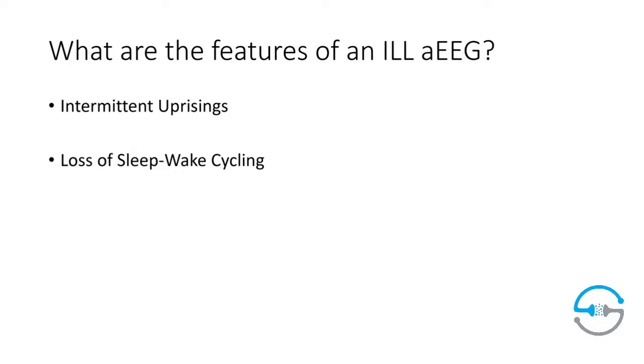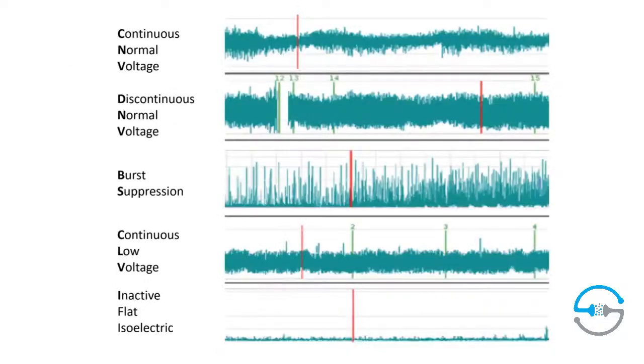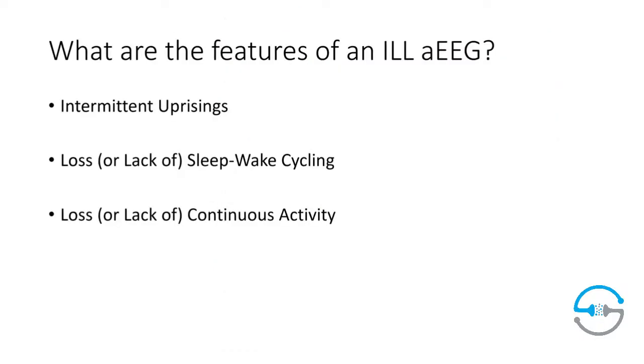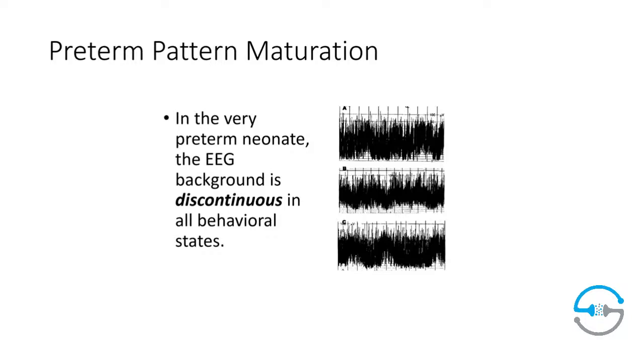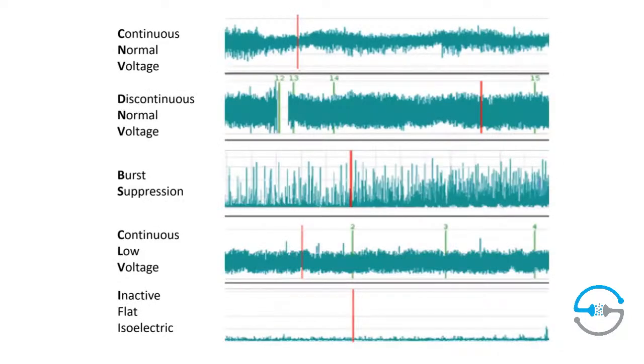So loss of sleep-wake cycling or lack thereof, and we'll talk a little bit about lack thereof here in a second. The third area is really a lack or loss of continuous activity. And so if we think about, I'm going to just go back to this slide here where we have our continuous normal voltage, where we have those borders, the upper border above 10 and the lower border above 5, except during sleep when we allow for that cycling to happen.